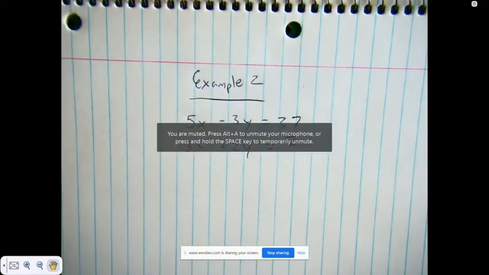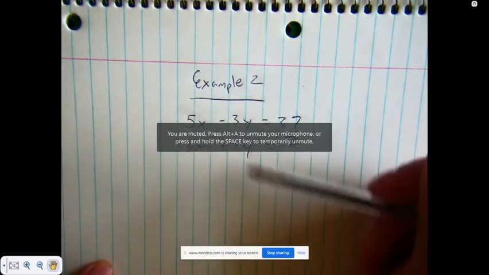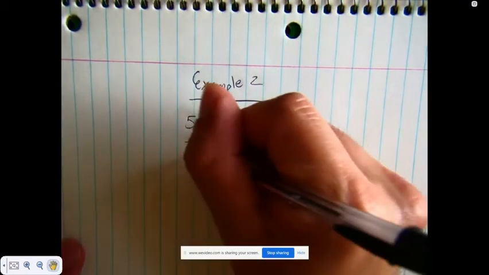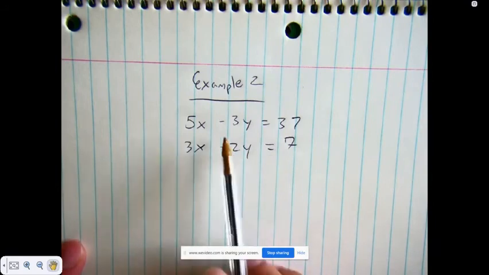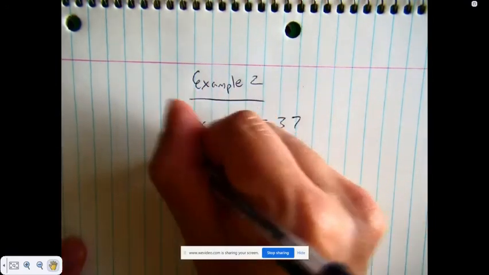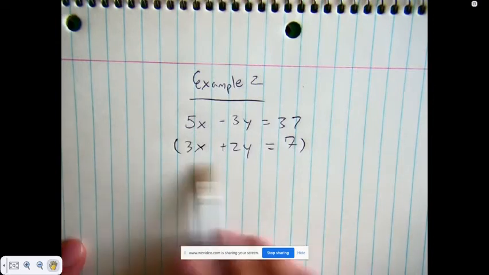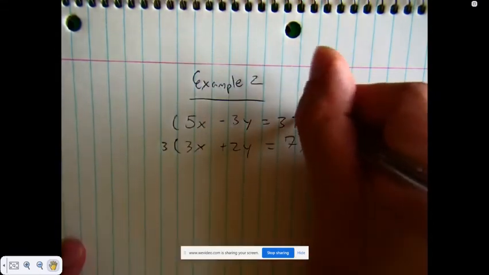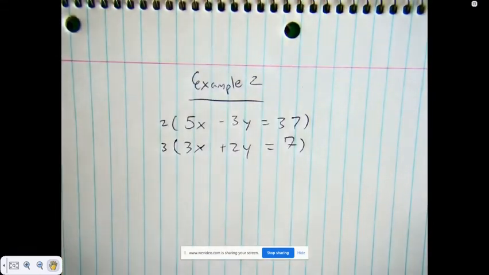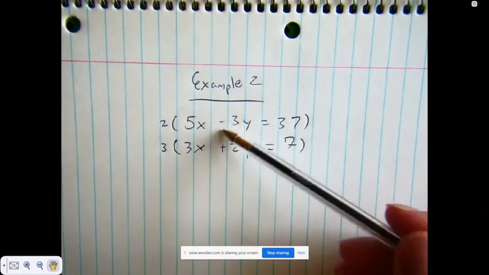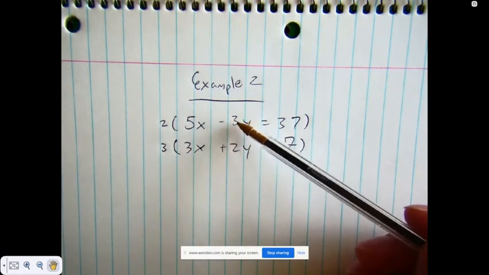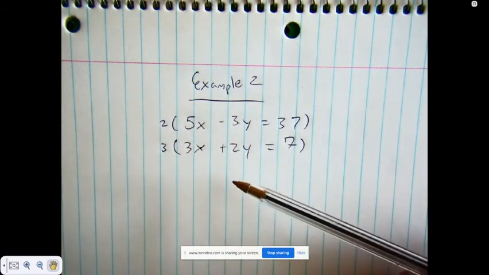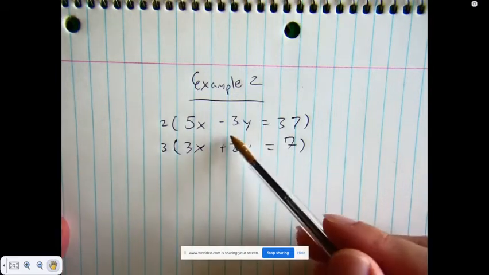In example 2, this time what I'm going to choose to do is eliminate the y variable versus the x variable, just to show you guys something that's a little bit different. So once again, what we're going to do is find the opposite coefficients, and we're going to multiply both equations by them. So the bottom is going to be multiplied by 3, and then the top one is going to be multiplied by 2. What's important to note here is that the first coefficient is already negative, which means that we don't need to multiply the equation itself by a negative number. That will eventually eliminate itself because we already have a negative in front of the 3.